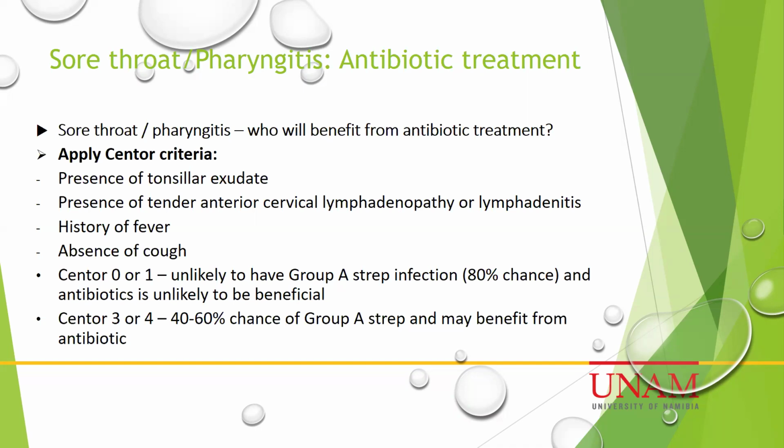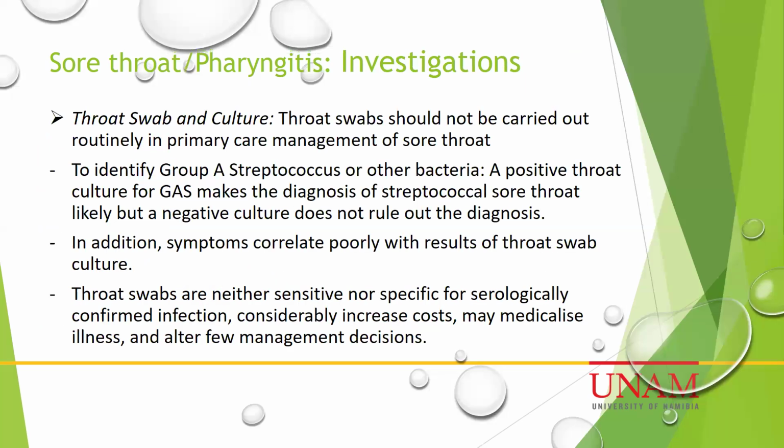So, like I mentioned, if the Centor score is 0 to 1, the patient most likely does not have group A streptococcus infection, all right, and antibiotics are unlikely to be beneficial, so you just do supportive or symptomatic relief or treatment. But when you have a Centor score of 3 to 4, the chances become higher, between 40 to 60 percent, and you want to give the patient antibiotics. Okay.